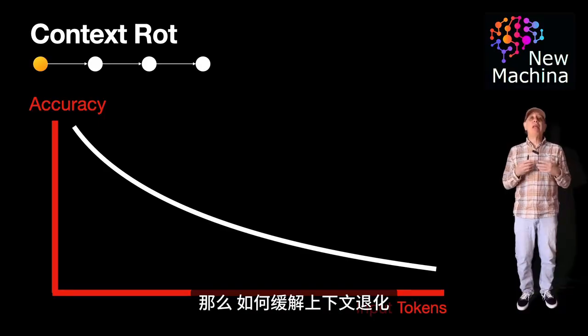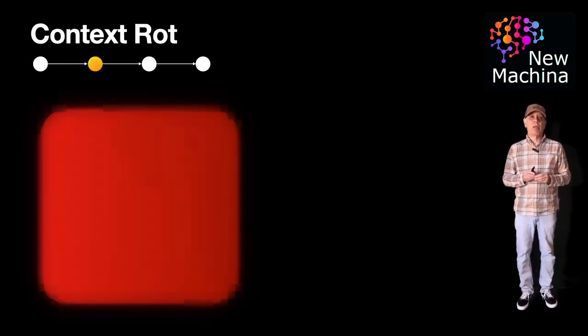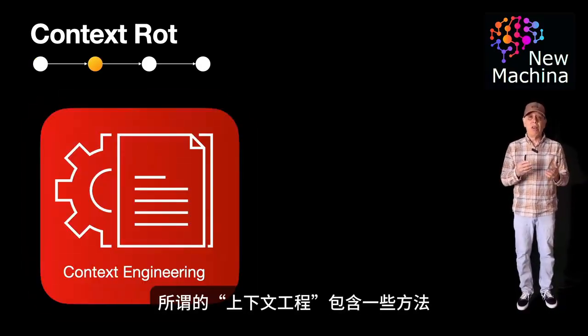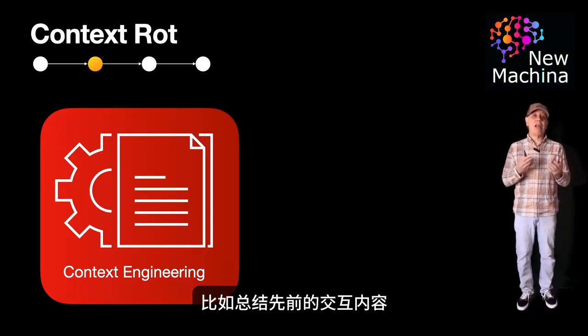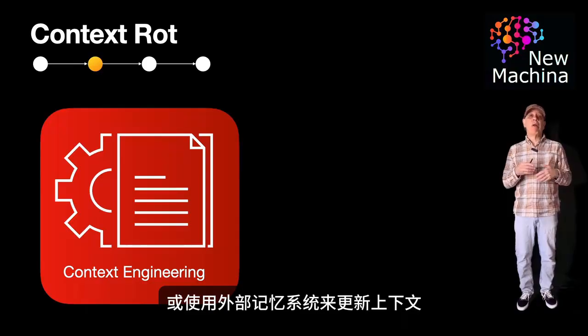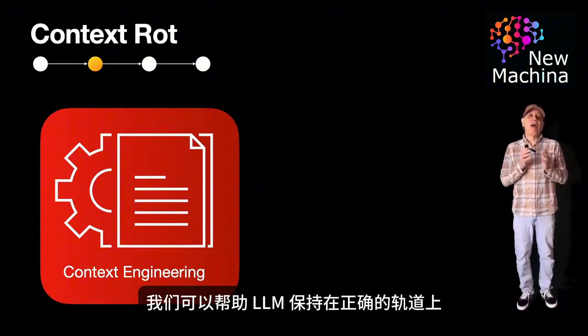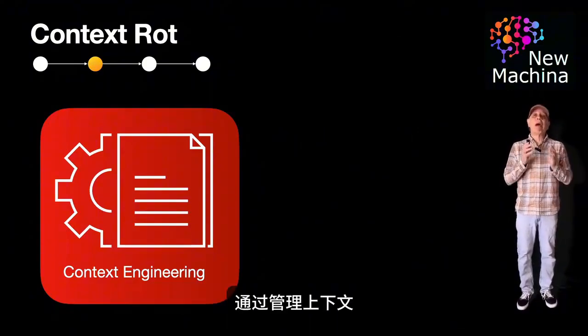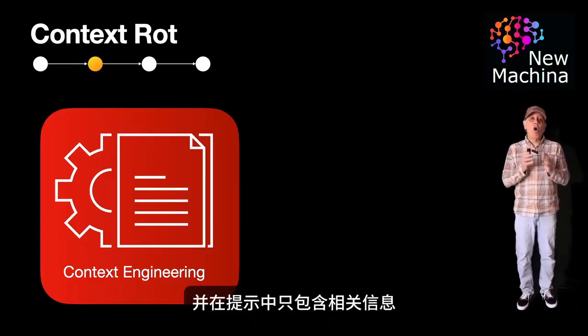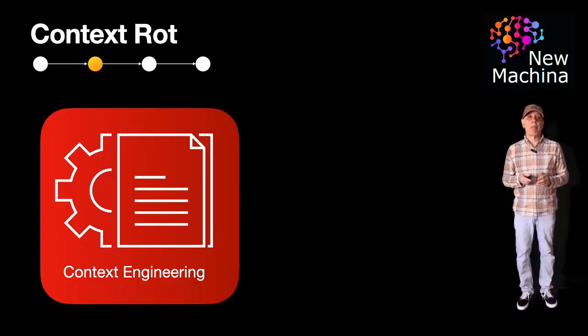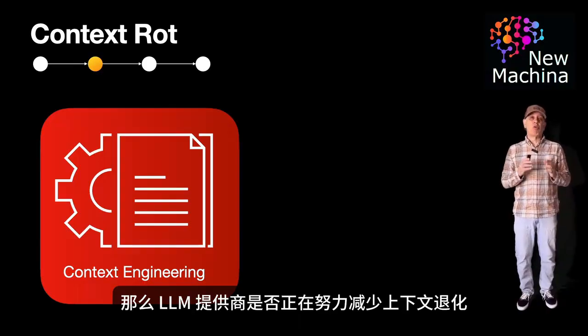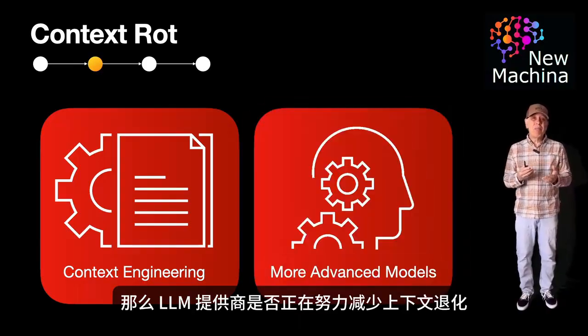So how can you mitigate context rot? Well, context engineering involves techniques like summarizing previous interactions or using external memory systems to refresh context. In layman's terms, we can help the LLM stay on track by managing context and only including relevant information in the prompt.